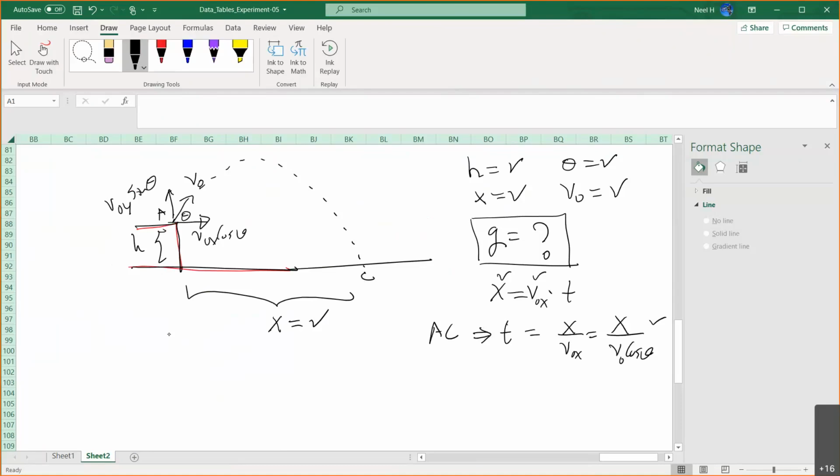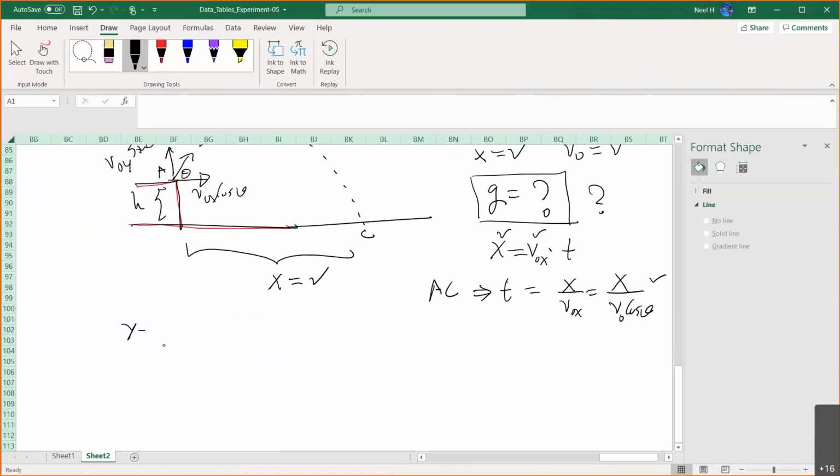By knowing that, now I can take a look. The idea is to calculate g, right? g is on the y-axis. Let's take a look at the y-axis now. If I look at the y-axis, let's apply delta y is equal to v0y t plus half g t squared. The reason I'm applying that: I know the initial velocity y component, I know the time already, and I know the total displacement from A to C, and I need to find g. Everything is there. That's why I picked that equation, okay?